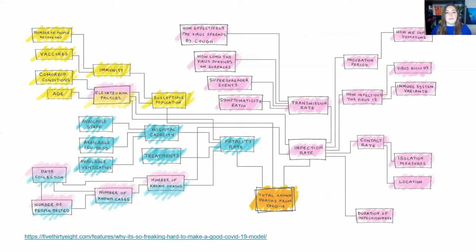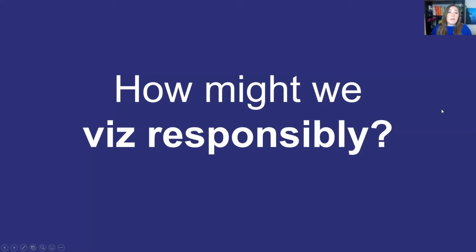This is a little graphic from the 538 article around why it's so hard to make a COVID-19 model, and a good one that projects and forecasts what could happen. And with all of the different unknowns that we have with a new virus, it's really important that we're at least honest about where there are unknown unknowns, those gaps in our data and information by nature of just what's being collected and reported. So as we think about all these different complexities and nuances, I think it's fair to ask, how might we viz responsibly? How do we create responsible, informative visualizations that at least minimize the risk of misleading someone?